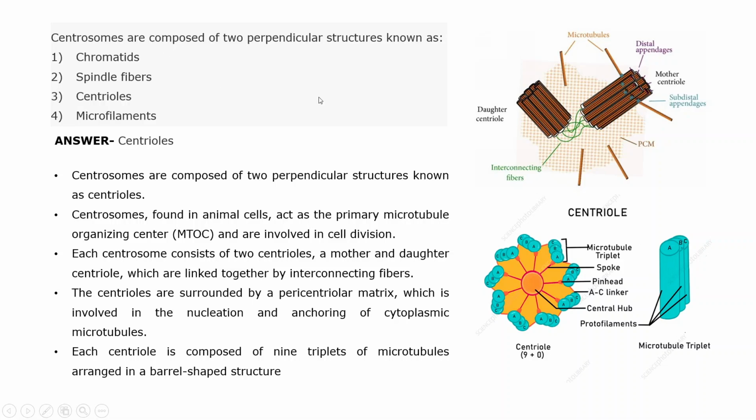So basically, in the centrosome these are the perpendicular structures. They are perpendicular in nature, and hence they are called centrioles. It is a component where tubulin components are present. Because of the charge nature of the tubulin components, microtubule assembly takes place, and that is why it helps in microtubule nucleation. So centrosomes are composed of two perpendicular structures known as centrioles.